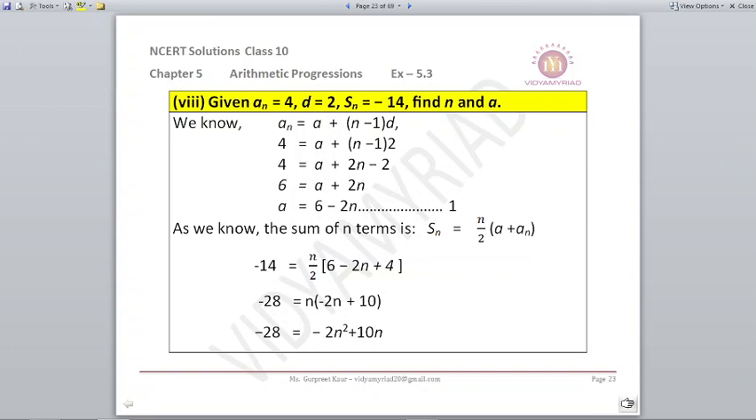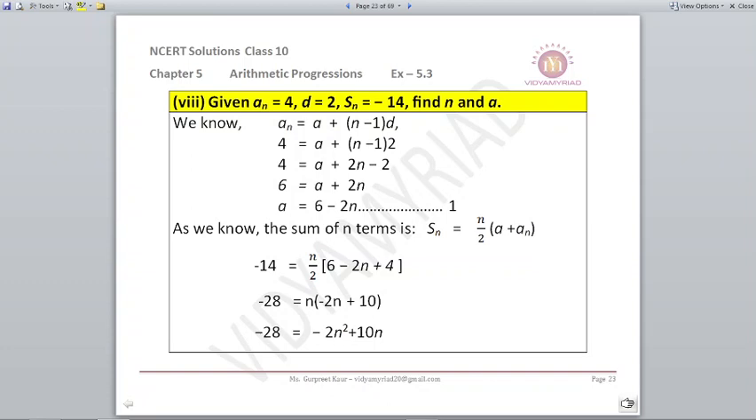Next, an is equal to 4, d is equal to 2, Sn is equal to minus 14. Find n and a. Now an is equal to 4 means if we use this formula a plus n minus 1 d. So an is given to us, d is given to us. So we can find out a from here. A comes out to be 6 minus 2n. We don't know n also, we don't know a also.